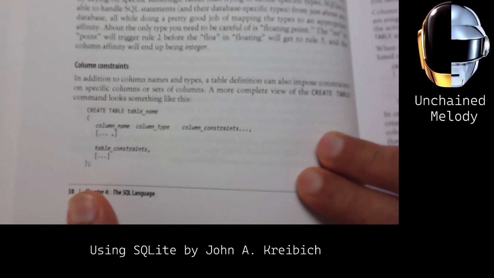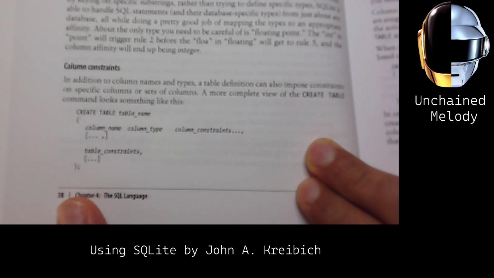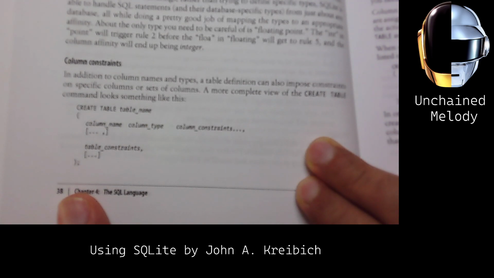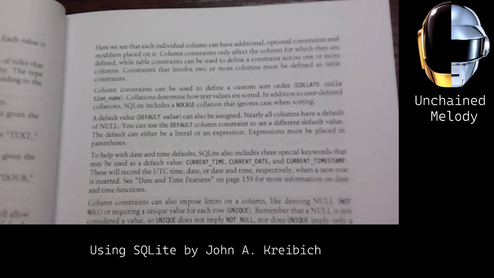Column constraints. In addition to column names and types, a table definition can also impose constraints on specific columns or sets of columns. A more complete view of the create table command looks something like this: create table, table name, column name and type, column constraints, and then there are table constraints. Here we see that each individual column can have additional optional constraints and modifiers placed on it. Column constraints only affect the column for which they are defined. While table constraints can be used to define a constraint across one or more columns, constraints that involve two or more columns must be defined as table constraints.